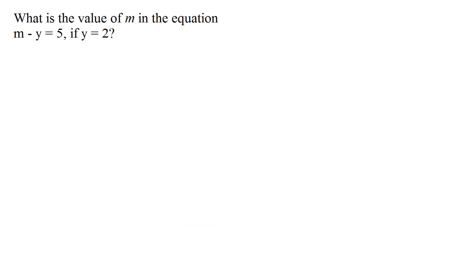Working the first problem, what is the value of m in the equation m minus y equals 5 when y equals 2? So we're going to substitute 2 in for y. M minus 2 equals 5. In order to get negative 2 on the other side of the equal sign, we'll do the opposite by adding it. Negative 2 plus 2 leaves us with 0, so m equals 7.